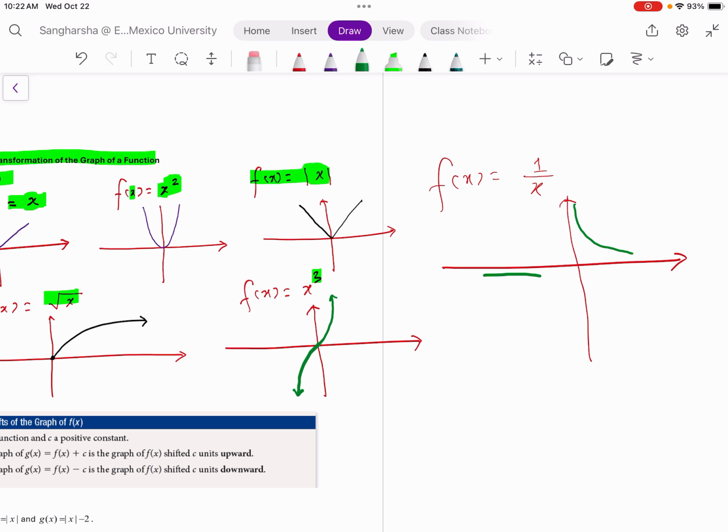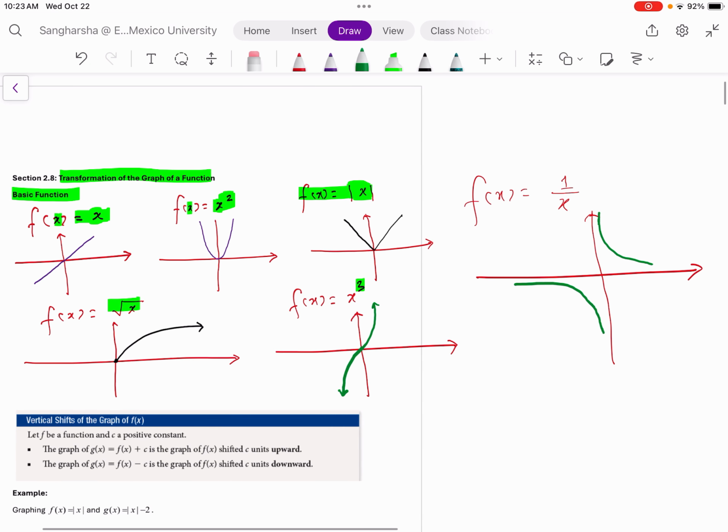And we have one more graph here, and we call this hyperbola. So this is the case when we have a rational function. Whenever we graph a rational function, this is the shape of every rational function. So these are the graphs for the basic functions.